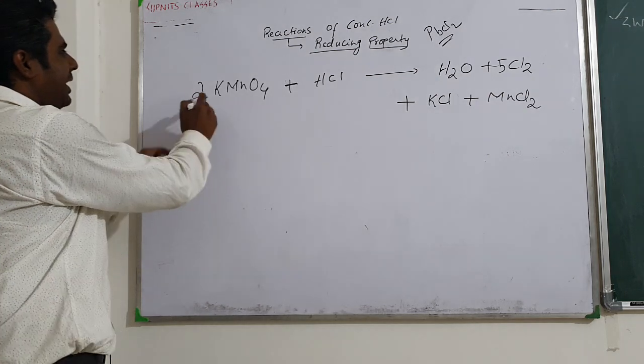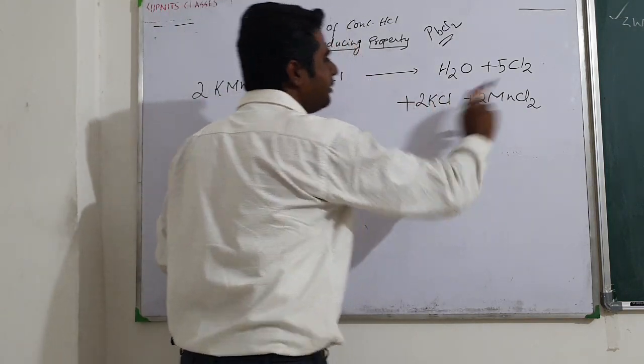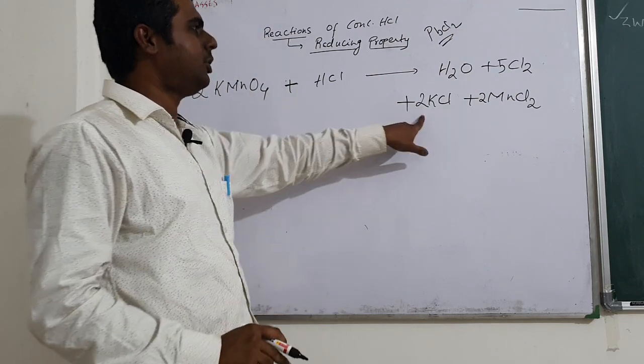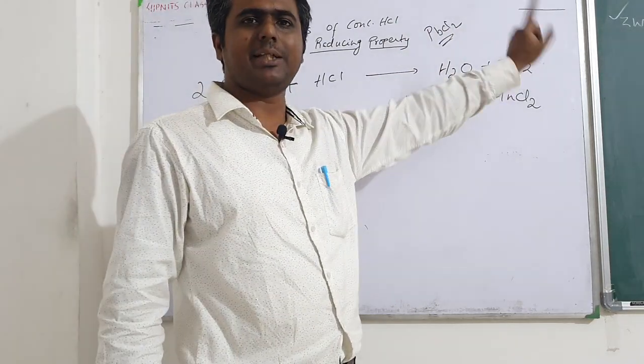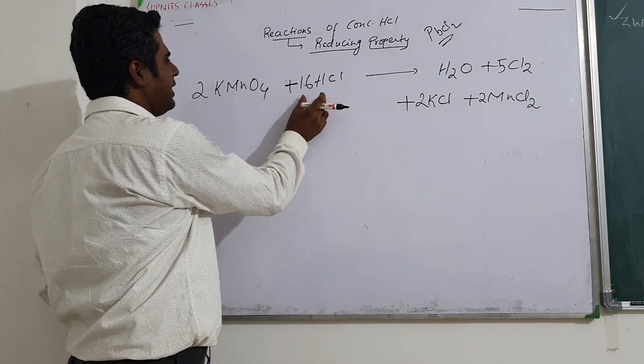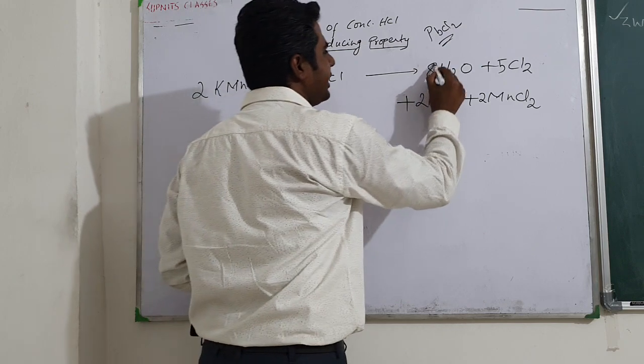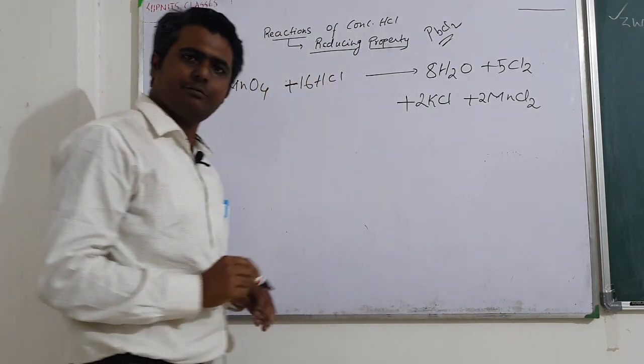Now first you balance the potassium and manganese, the metals, 2, 2. Now you count the number of chlorines. 2 plus 4, 6 plus 10, 16. So 16, and you see it is now becoming very easy because here are 8 oxygen and 16 hydrogen. So 8 H2O. Done, okay, very easy.